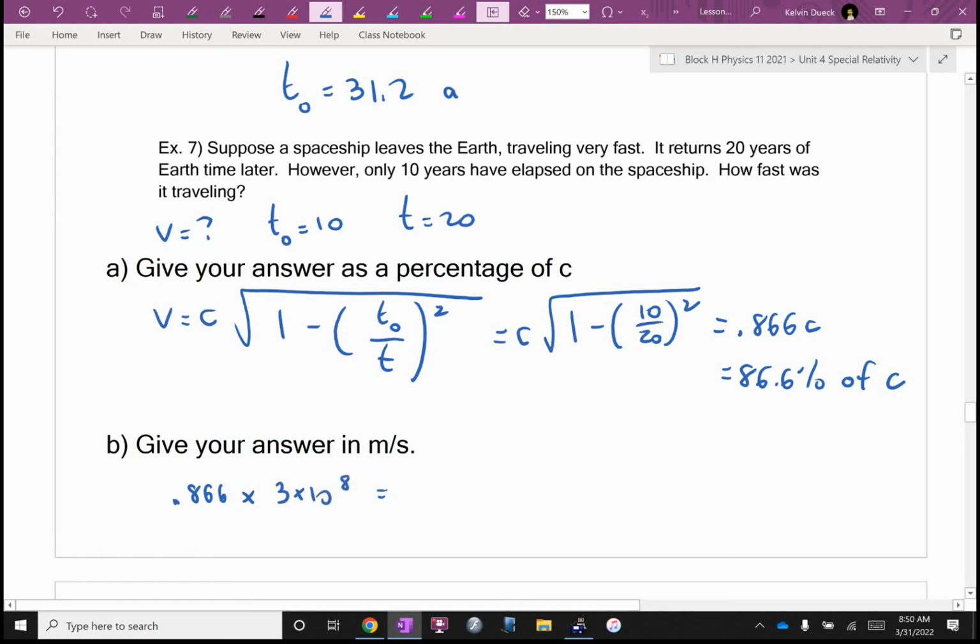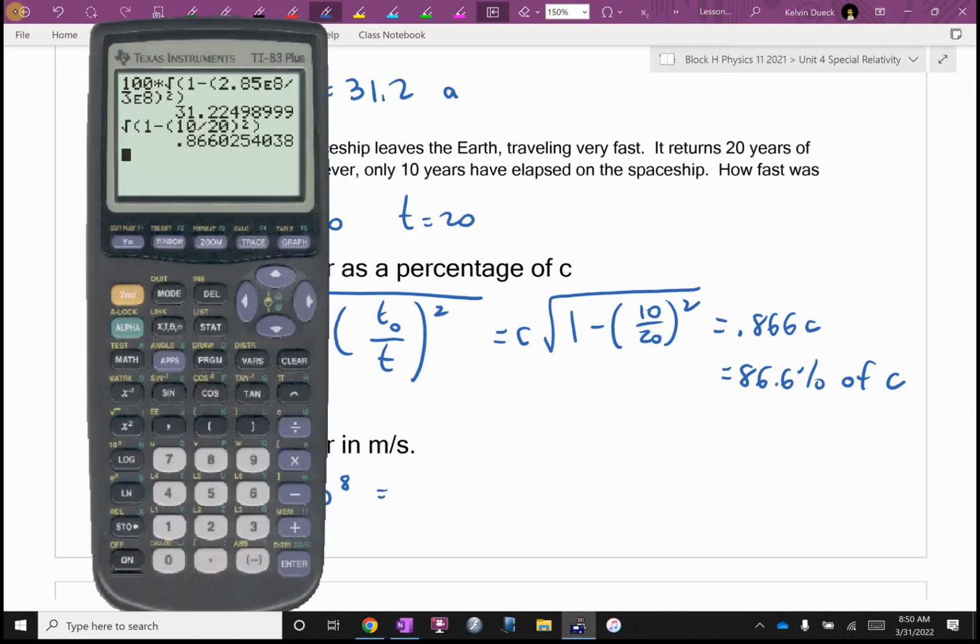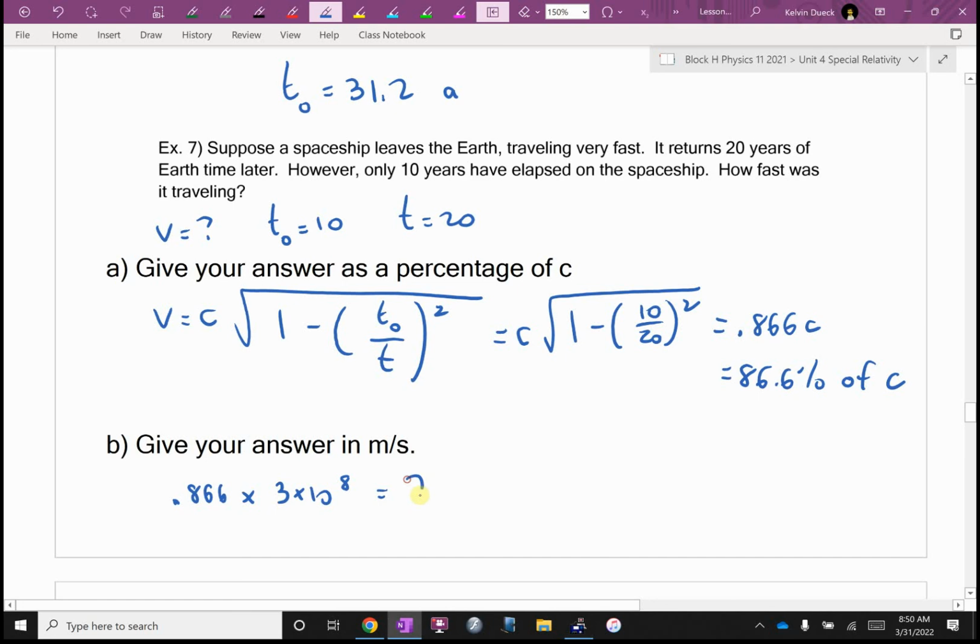I will ask you both of these somewhere on a test. Or I may ask you for both answers in one question. So I'm going to go answer button times 3 times 10 to the 8th. In meters per second, I'm going to write this in scientific notation. There's a 0 after the 8. That seems like a nice place to stop writing. So I'm going to go 2.598 times 10 to the what?